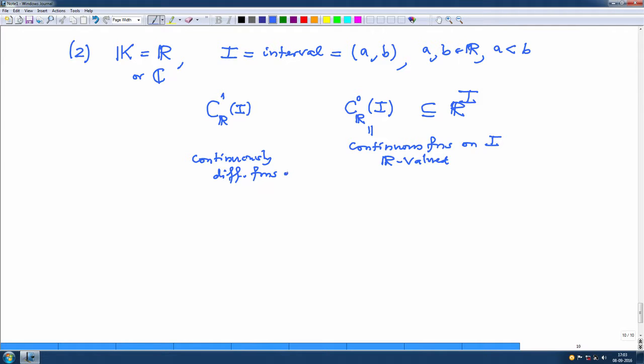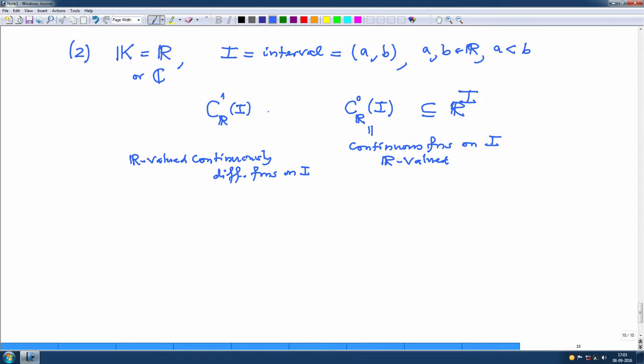Functions on I, real valued, R valued. Again, this is a subspace because two continuously differentiable functions, their sum is continuously differentiable, their scalar multiplication is continuously differentiable, and the derivative of such a function is done pointwise. Continuously means they are differentiable and the derivative is also continuous.